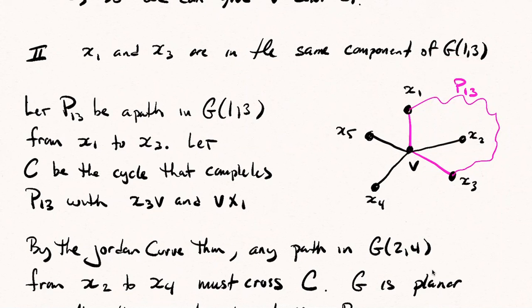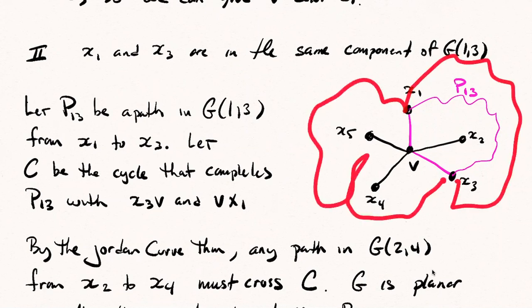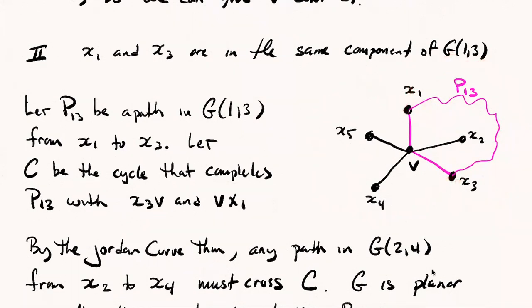I drew it right there. Of course, you could draw it other places, but it has to start at x1 and it has to end at x3. I know it doesn't go through x2, x5, or x4 because those don't have color 1 and 3. Those have colors 2, 4, and 5. All right, good. So complete that path. Make it a cycle. I'm calling the cycle C here, by just throwing in the edge x3v and the edge vx1. That makes a cycle in the graph G13.